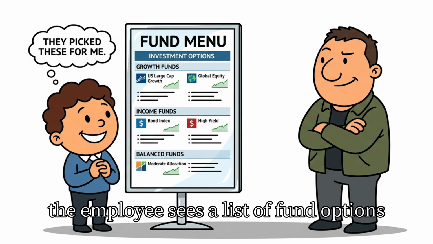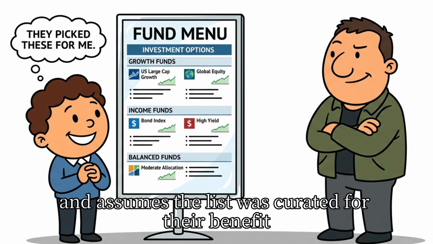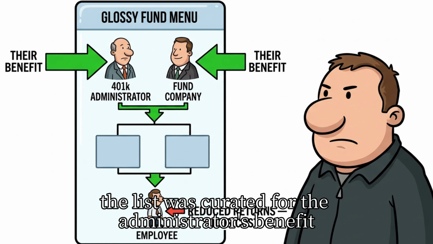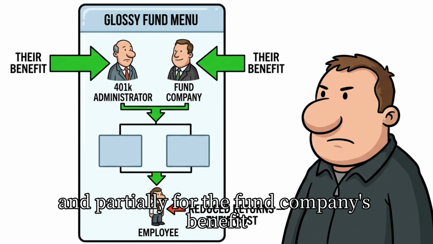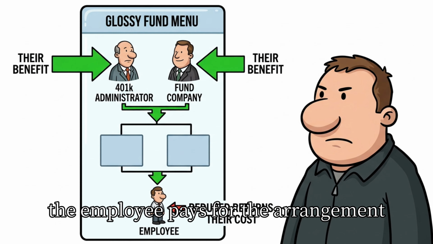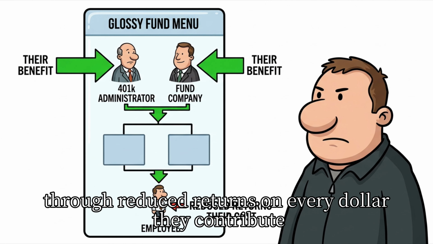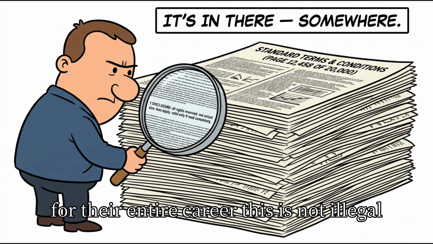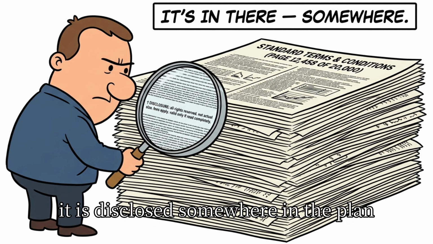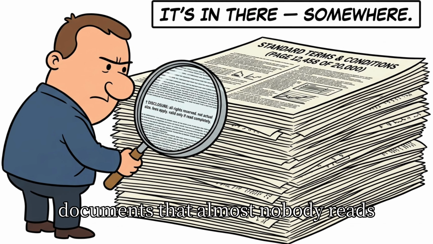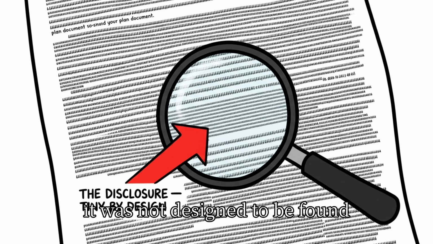The employee sees a list of fund options and assumes the list was curated for their benefit. The list was curated for the administrator's benefit and partially for the fund company's benefit. The employee pays for the arrangement through reduced returns on every dollar they contribute for their entire career. This is not illegal. It is disclosed somewhere in the plan documents that almost nobody reads, in type small enough to suggest it was not designed to be found.